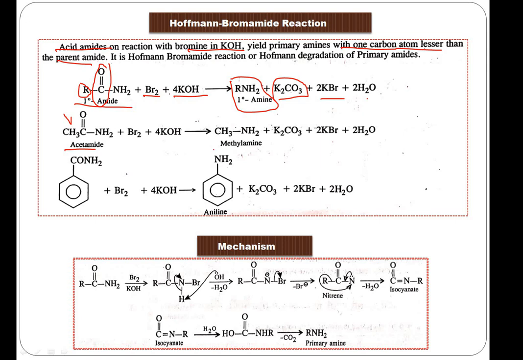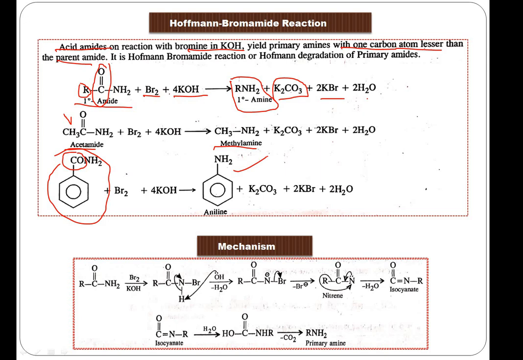Remove one carbon, so you'll get methylamine. You can use the same reaction for the aromatic amides, that is your benzamide. So it reacts with Br2 and KOH. Simple, remove this CO in the form of potassium carbonate, so you'll get aniline.